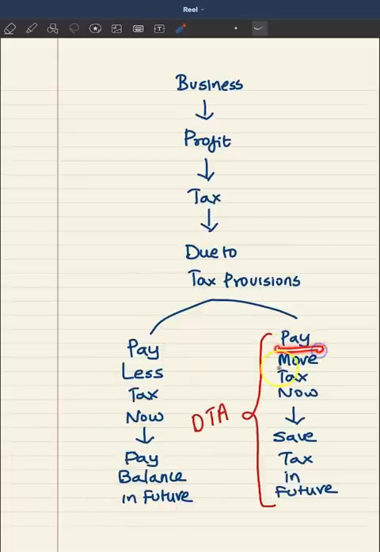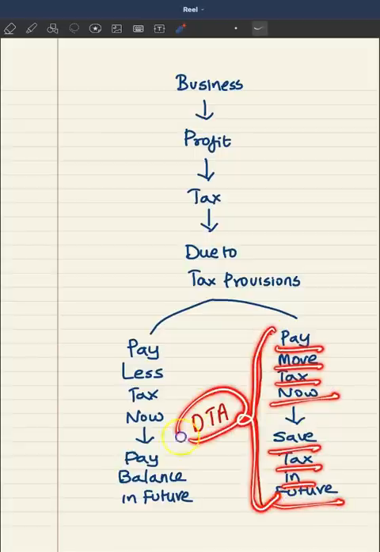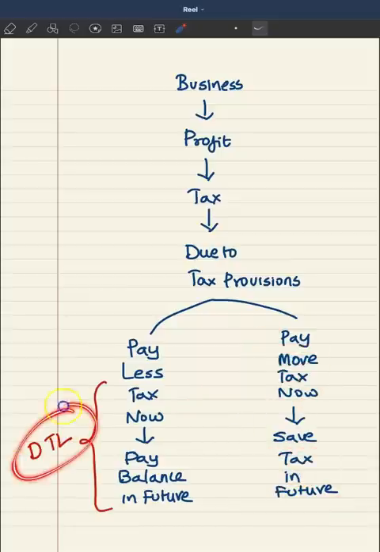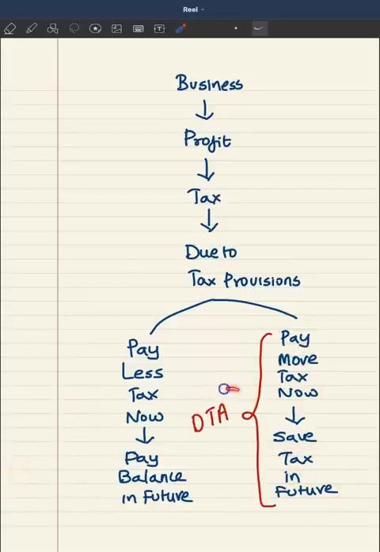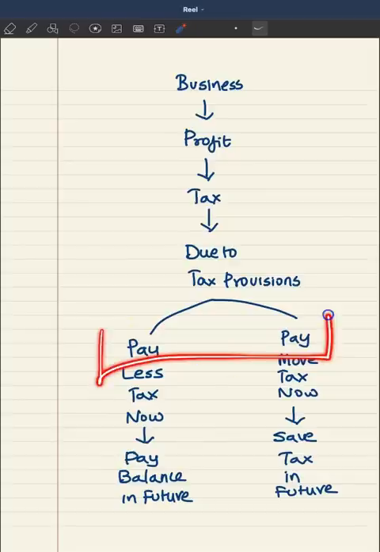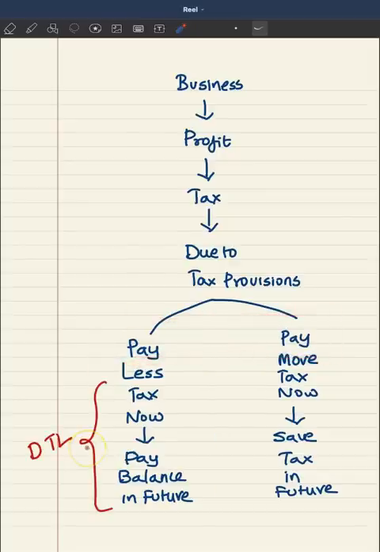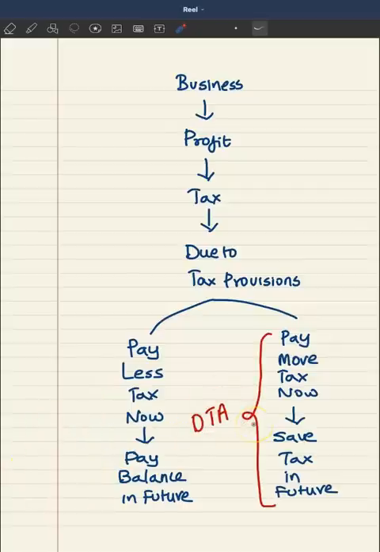Similarly, look at here. Here the business is paying more tax now, and because of that, it is going to save some tax in future. So that difference we call deferred tax asset. So in the first case, it is deferred tax liability. In the second case, it is deferred tax asset. So current tax means the tax that is paid or payable for the current year, whereas deferred taxes are those that are related to future period, and they may be in the forms like deferred tax liability or deferred tax asset. To understand this better, let us take some numbers.